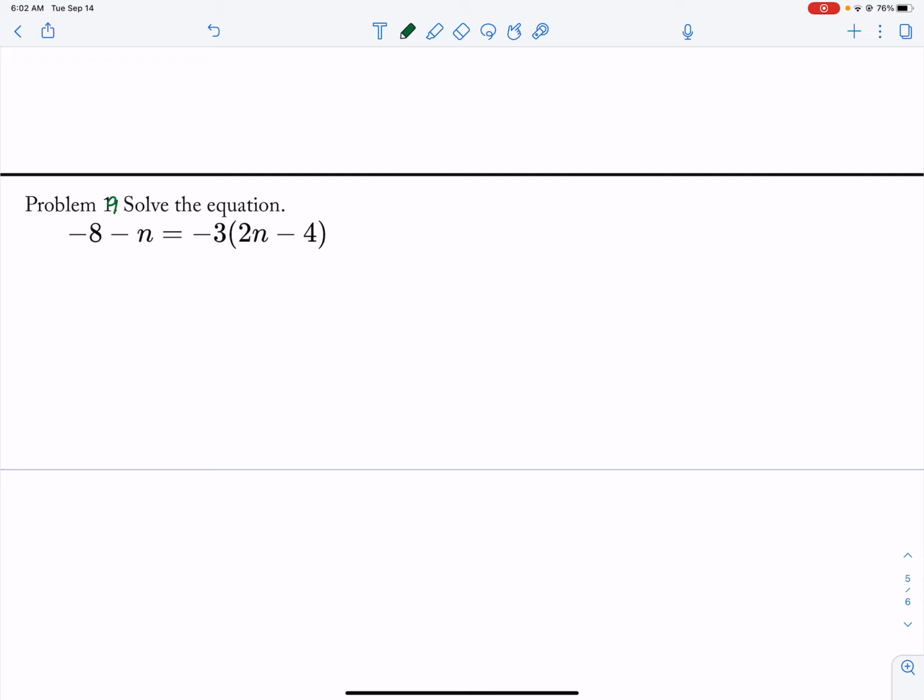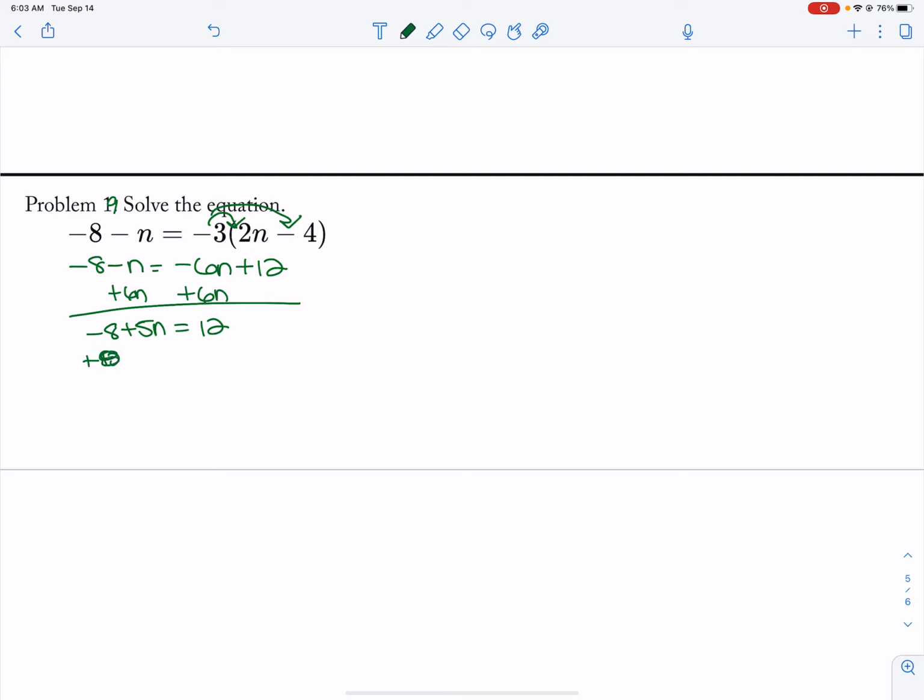Okay, so I'm going to need to distribute first. So I get negative 8 minus n is equal to negative 6n plus 12. So add 6n to both sides. So I get negative 8 plus 5n is equal to 12. Oops, add 8 to both sides. So I get 5n is equal to 20. Divide both sides by 5, and I get n is equal to 4. Okay? All right, and that is it for this problem set.